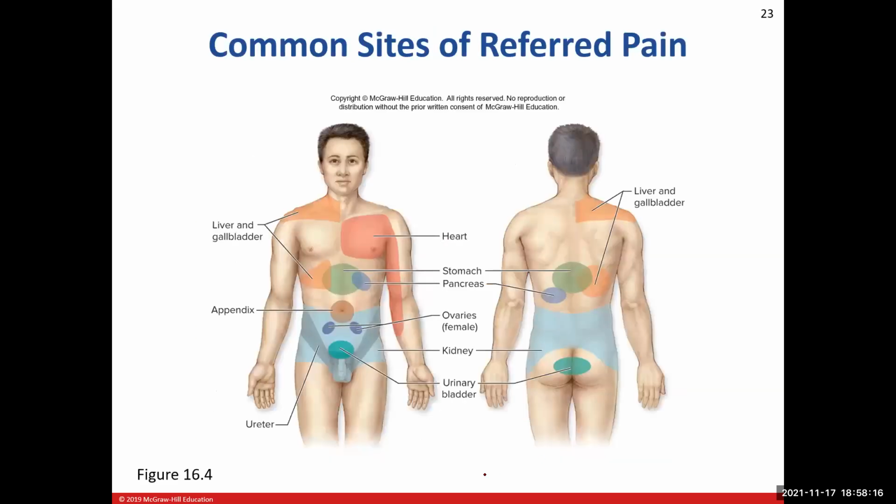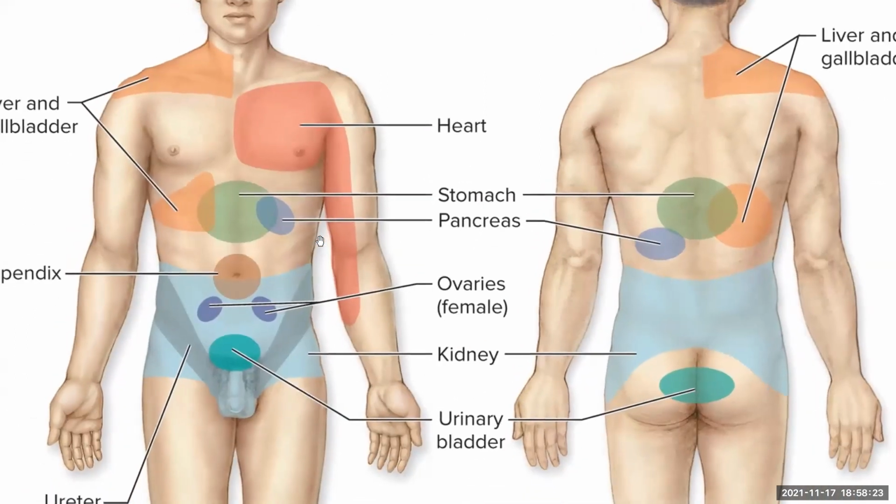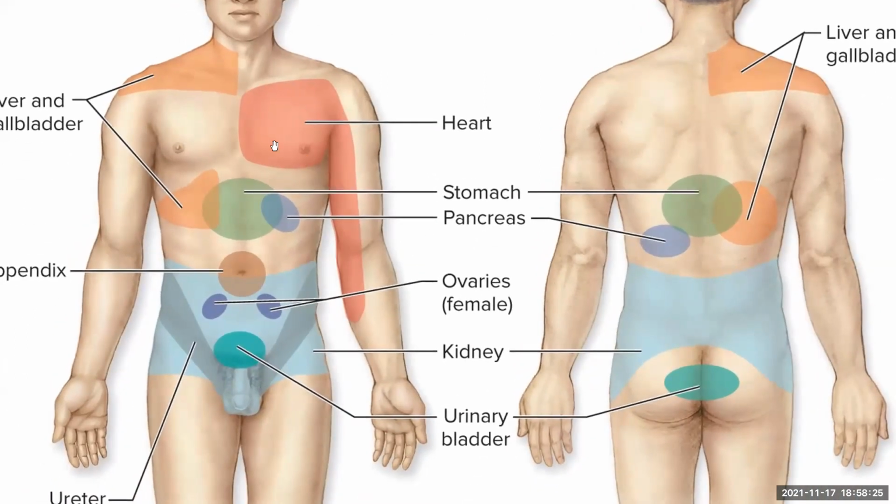So this map here just shows you a general map of some of the common sites for referred pain. For example, here you can see, here's your heart attack pain, chest pain, medial arm pain.